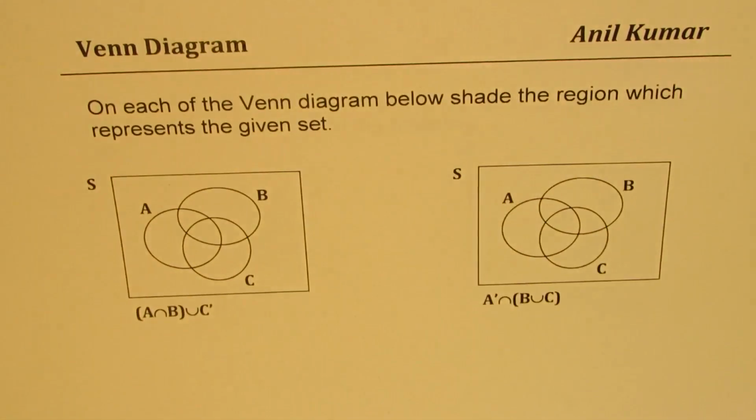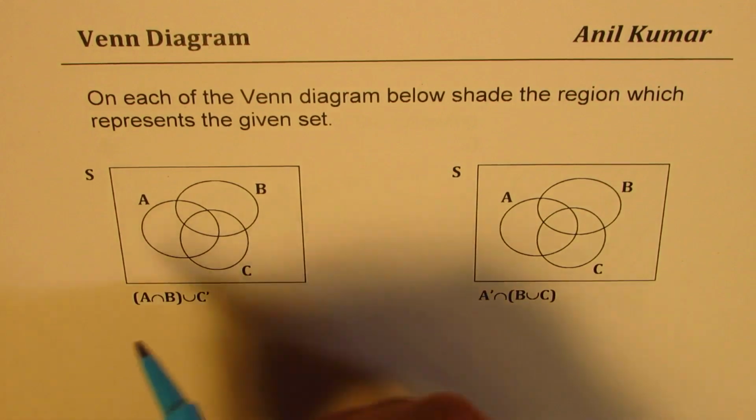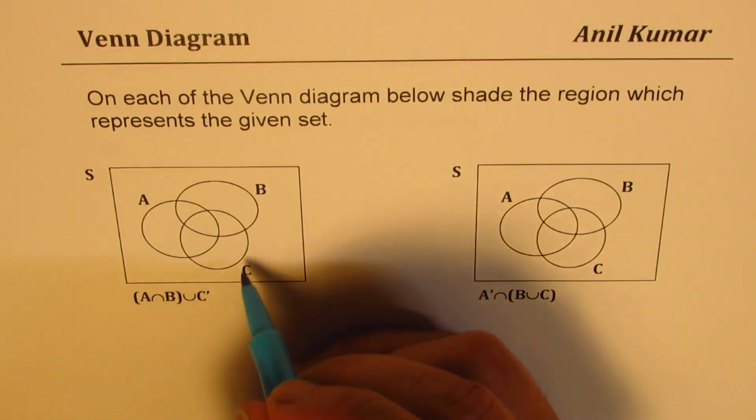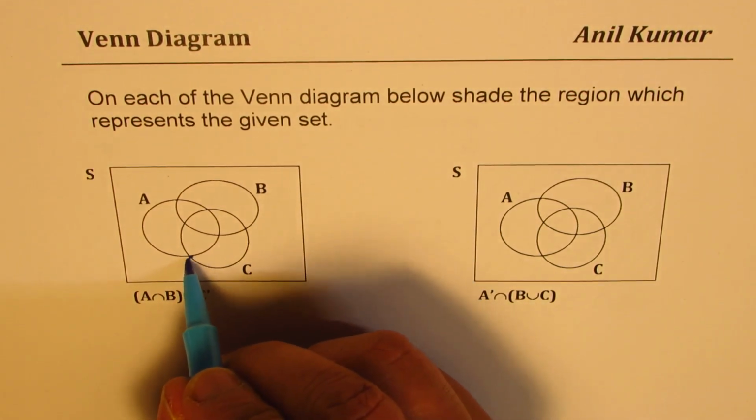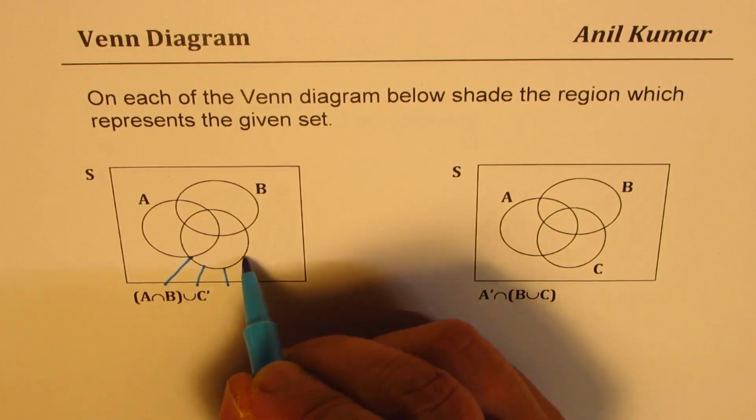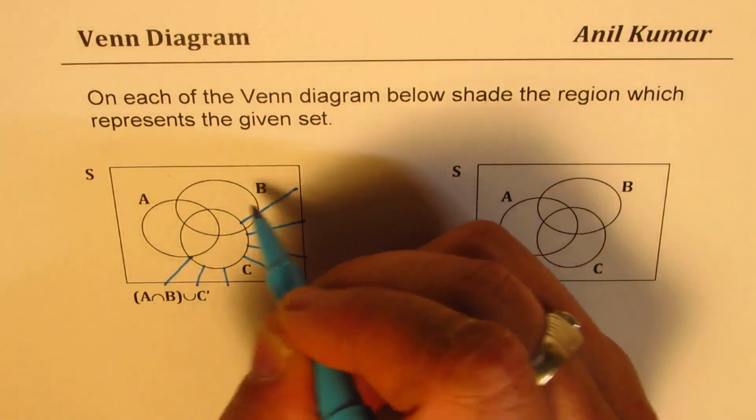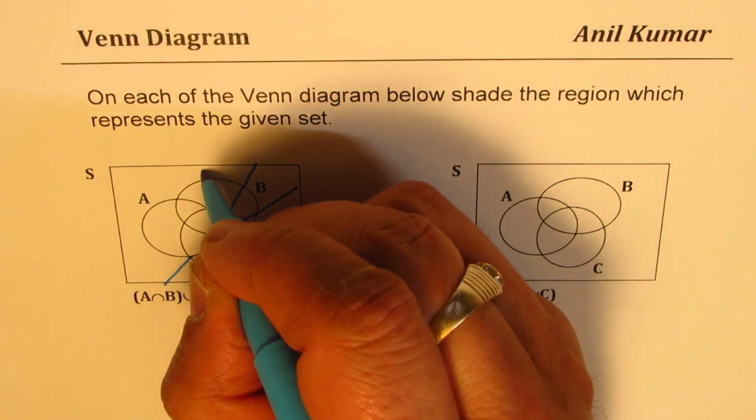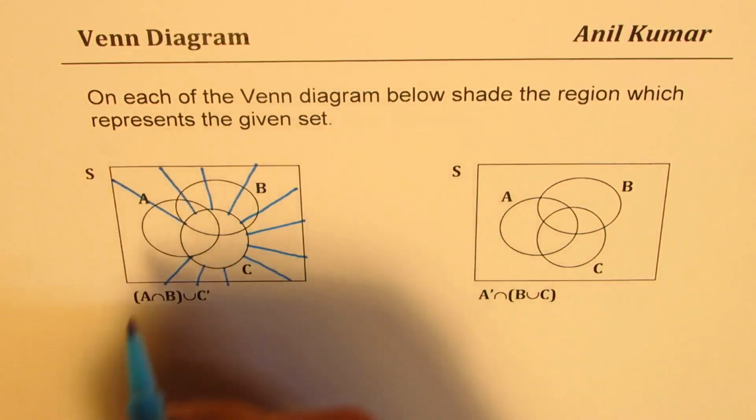And now let's take up the first question, which was to shade. Let's try to shade the region asked for. The first one is A intersection B union not C. So union not C means everything outside C will be shaded for sure, right? So clearly everything outside C means, without thinking, let me shade all this which is outside C, right? That is my first thing to do, right? So this is all outside C because it is union complement of C, right? So outside C I am shading everything.